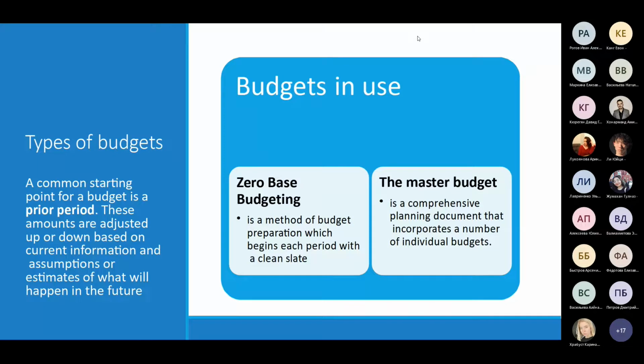So when we prepare the budget, we may use two different types of preparation. The common approach is that we use the budget for the previous period in order to correct it a bit and approve it as a new year budget. But there is one more approach: zero-based budgeting, which every time starts from zero, from a clean slate.